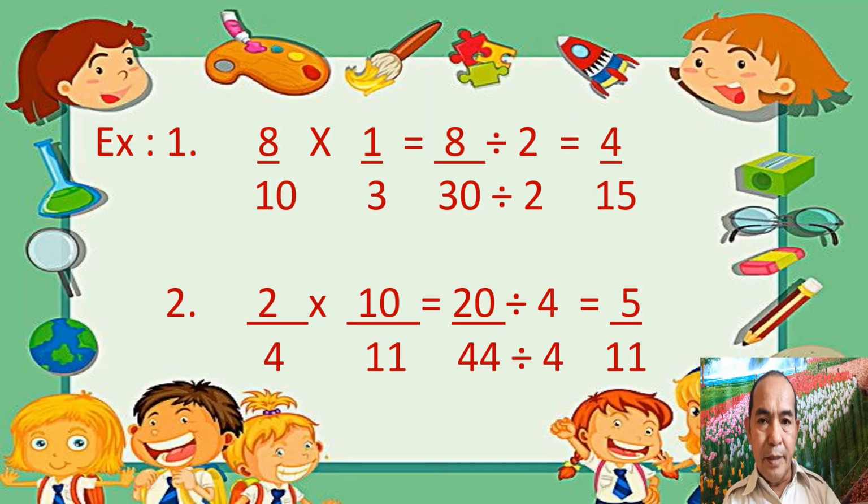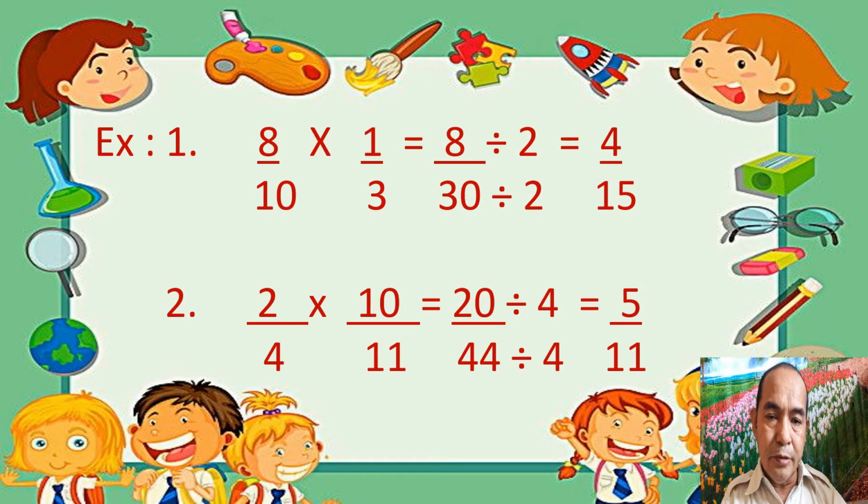Okay, let's have another example. I take these exercises from your module, so you may use this as your reference in answering your module. Okay, example number 1: 8/10 times 1/3. Now again, applying the rule in multiplying fractions, we multiply the numerators: 8 times 1, we have 8, and multiply the denominators, which is 10 times 3, the result is 30.